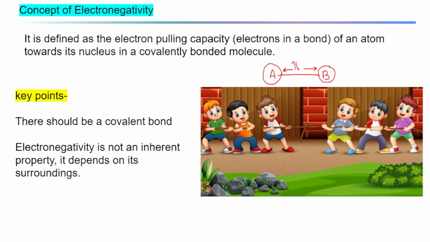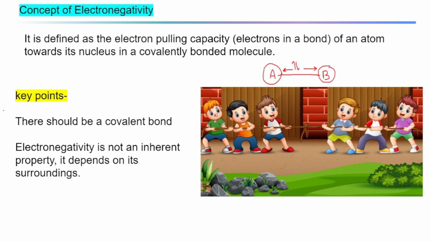Let's see the definition now. It is defined as the electron pulling capacity of an atom towards its nucleus for the electrons in a bond, in a covalently bonded molecule. So this AB, which has a covalent bond between them, they are trying to pull the electrons, and the electron pulling capacity is defined as the electronegativity.